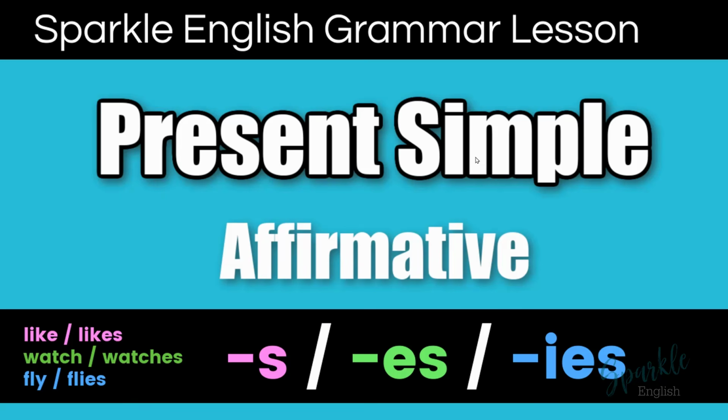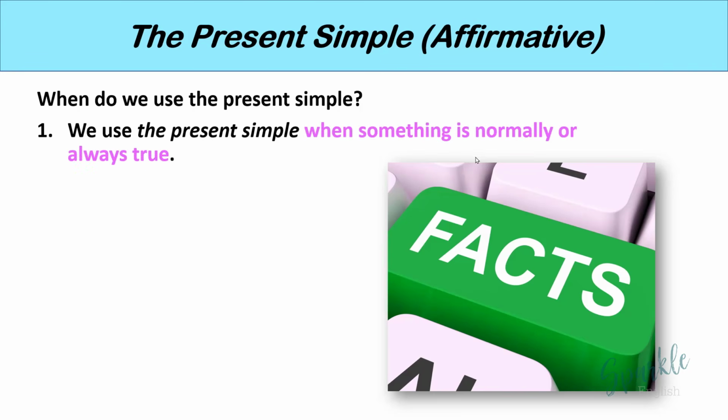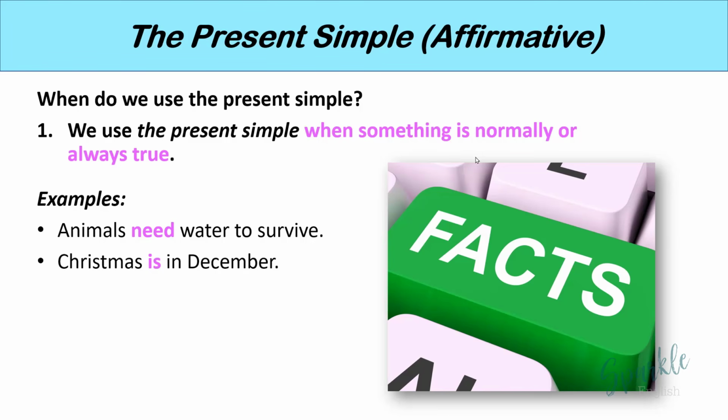Let's get started. So when do we use the present simple? We use the present simple when something is normally or always true. For example, animals need water to survive. Here, the verb need is in the present simple. Christmas is in December. Cheetahs run fast. Need, is, and run are all in the present simple because these are all facts that are always true.